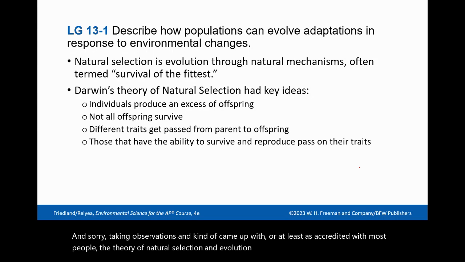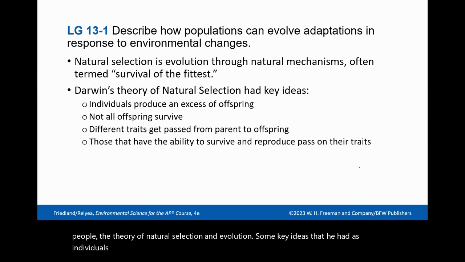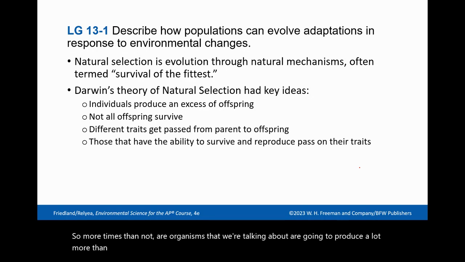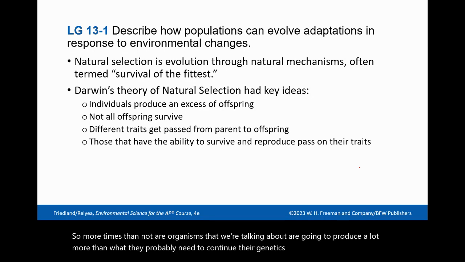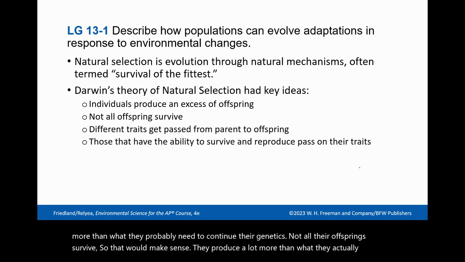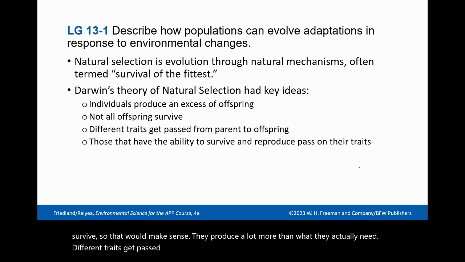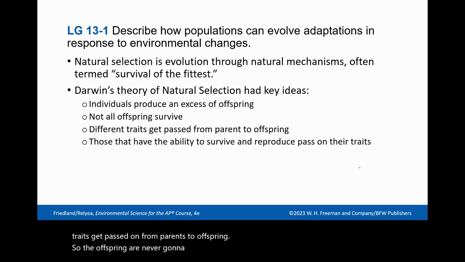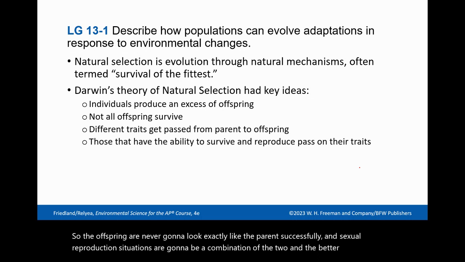Some key ideas that he had: individuals produce an excess of offspring, so more times than not, the organisms that we're talking about are going to produce a lot more than what they probably need to continue their genetics. Not all their offspring survive, so that would make sense. They produce a lot more than what they actually need. Different traits get passed on from parents to offspring. So the offspring are never going to look exactly like the parents, especially in sexual reproduction situations. They're going to be a combination of the two, and the better combination will usually survive.